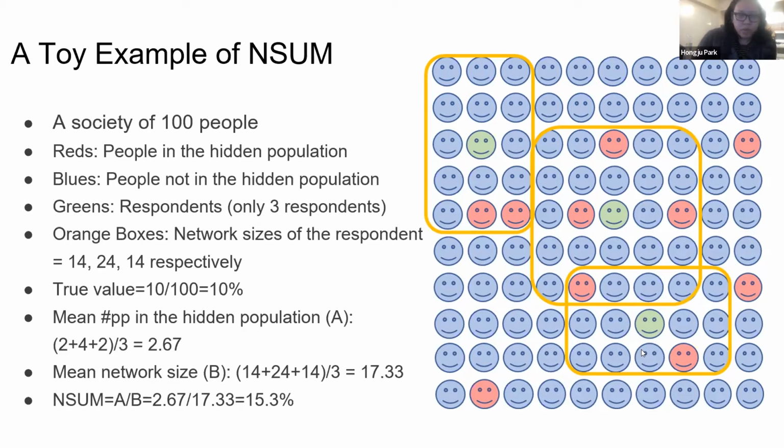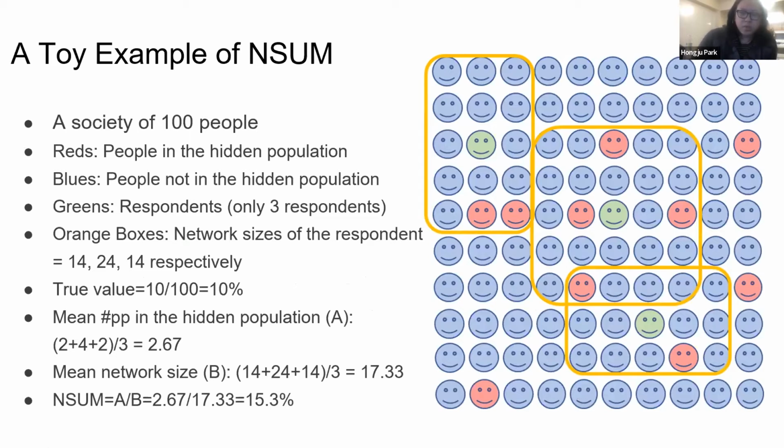Through the respondents, we have 3 respondents here. Green people are respondents. We are going to ask 2 questions. How many people in the hidden population do you know? And how many people do you know in this society? These orange boxes represent the network size of the respondents. For example, for the leftmost respondent, the network size is 14. Out of these 14 people, there are only 2 red people. So for this respondent, the proportion of the hidden population estimate is 2/14.